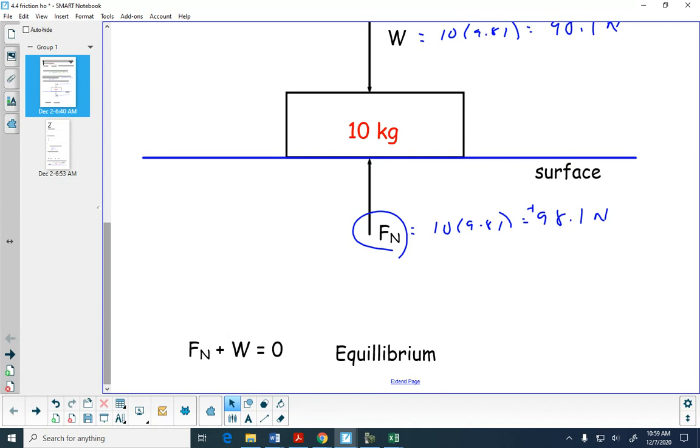And once again, if I take a look at my force normal plus my weight, I add them up, they equal 0. I have 98.1 newtons here, and negative 98.1 newtons here. We add them up, they get to a value of 0. We have equilibrium. When you have that equilibrium, the sum of the forces on that object is equal to 0.